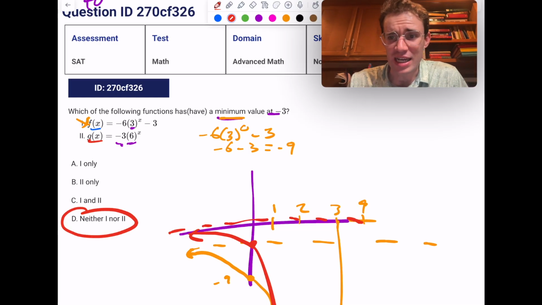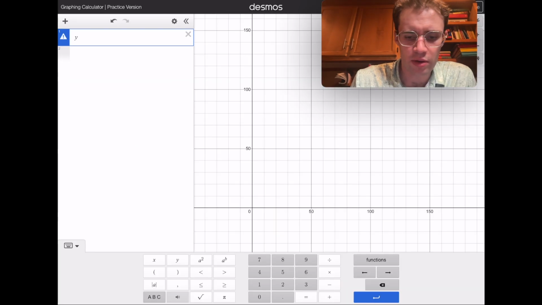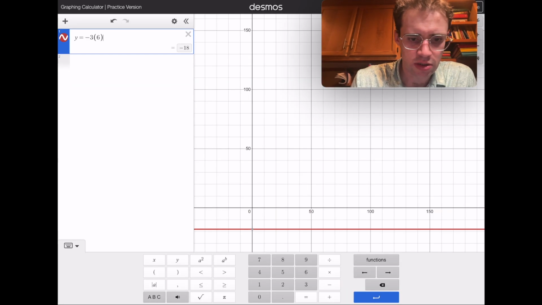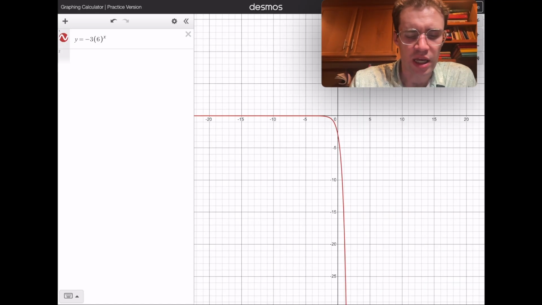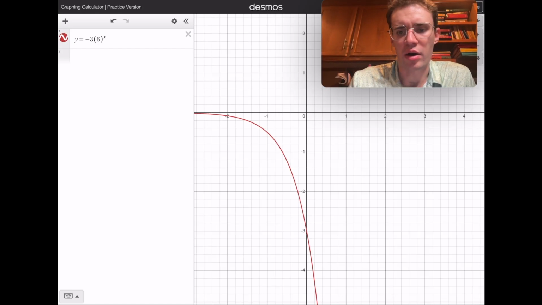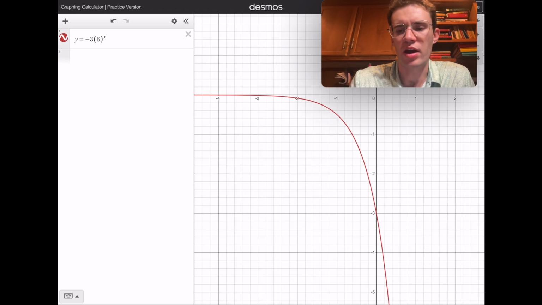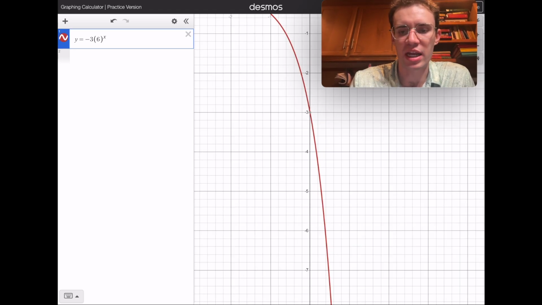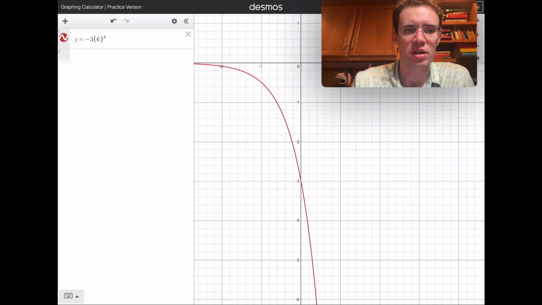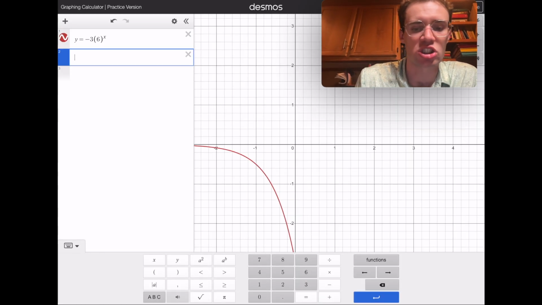And you could just type them into Desmos. I guess I'll do that just to show. So it's negative 6 times 3 to the x minus 3, and negative 3 times 6 to the x. So y equals negative 3 times 6 to the x. We said our y-intercept is negative 3. It approaches 0 as the y value, and then it just keeps getting 6 times more negative every time x goes up by 1. It's going down really precipitously. That was the second equation. That was the g function.